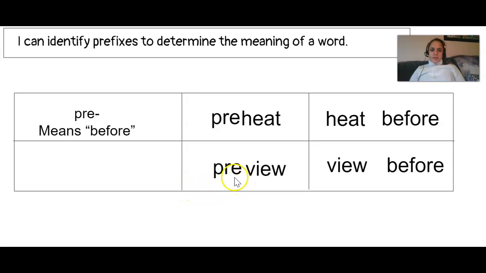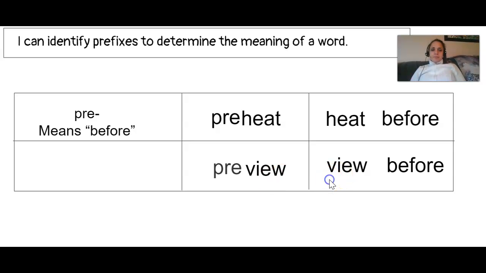Here is another word with the prefix pre. Go ahead and try and read that word on your own. Let's check your thinking. Preview. Pre is the prefix. It comes before the base word. And the base word is view. View means to look at something or to view something.